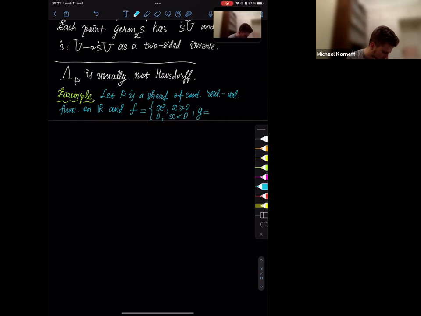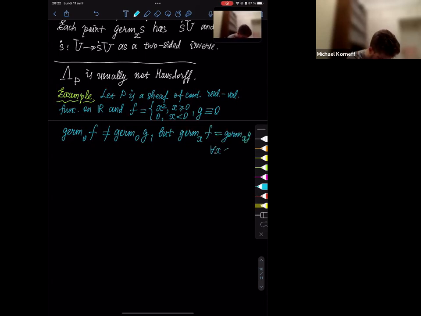And the function g equals 0 for all x in R. And then we can find that the germ of f at the point 0 is not equal to the germ of g at 0, but obviously germ f at x equals germ g at x for all negative x.